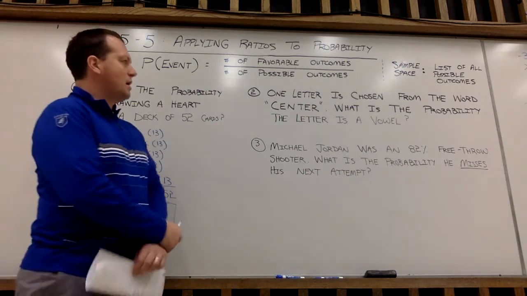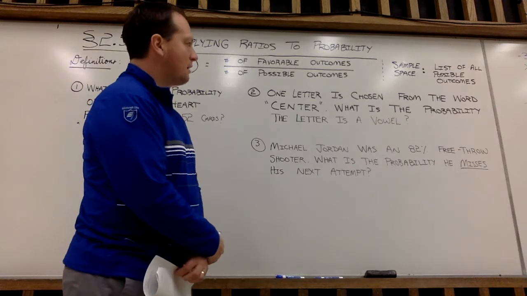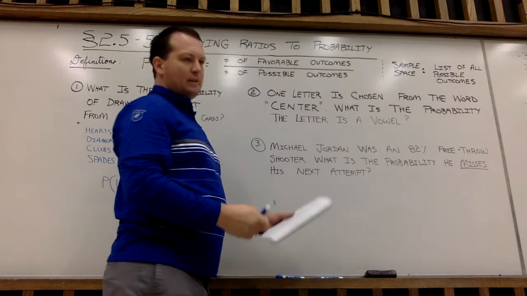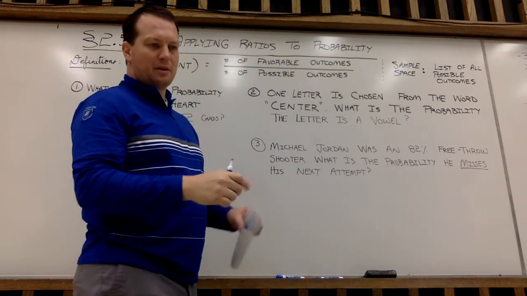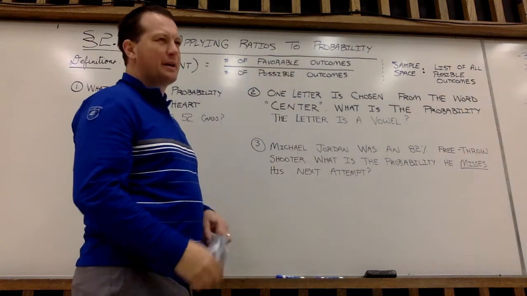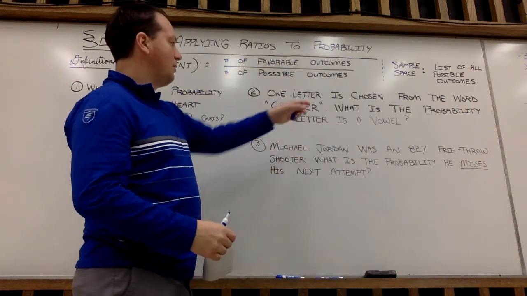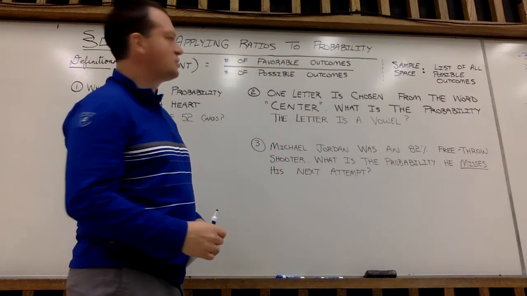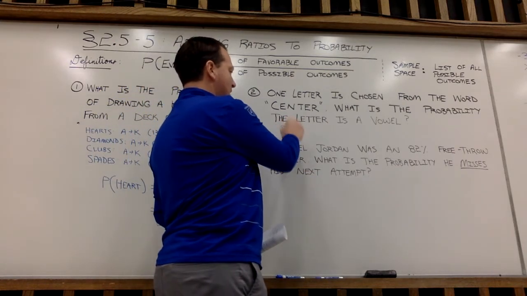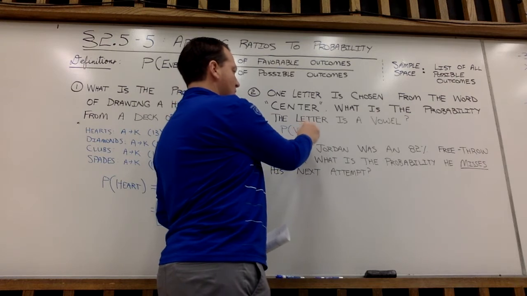Another example here, we have one letter out of the word center, C-E-N-T-E-R. We're going to take those letters, put them on little slips of paper, throw them in a hat, a bucket, close our eyes, and pick a letter out from those 2, 4, 6 total. So I want to find what is the probability that I would select a vowel.